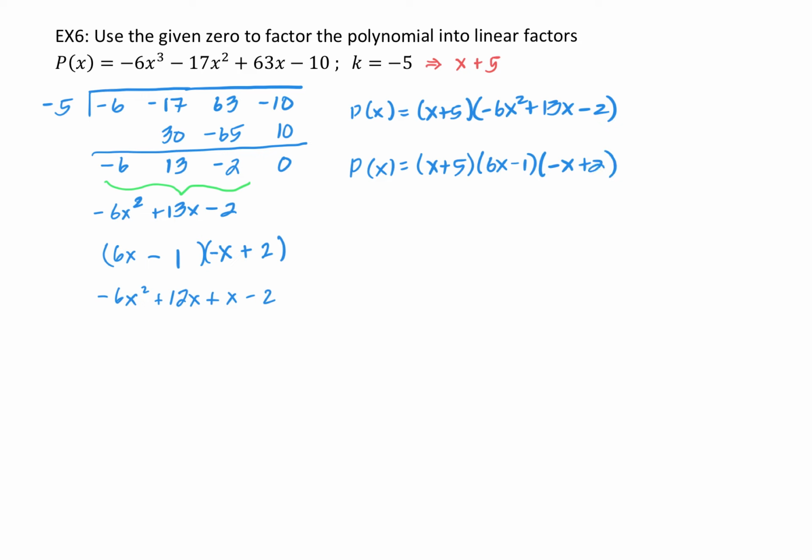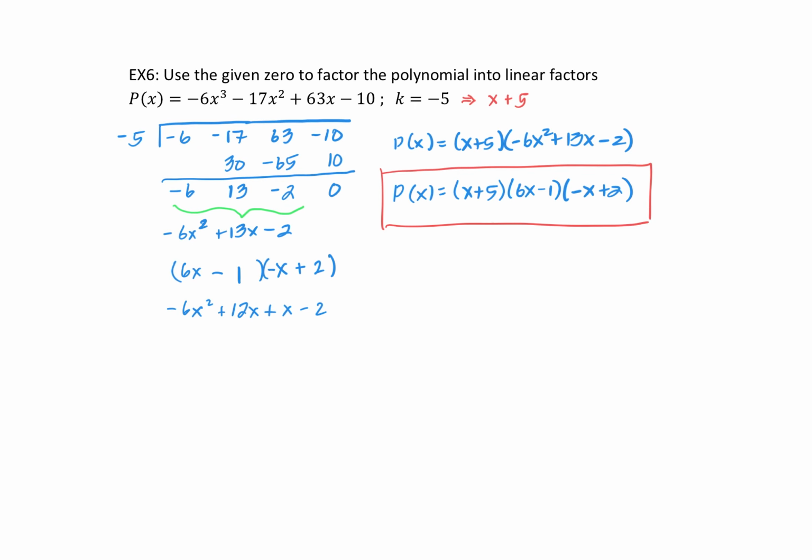So the question was to factor the polynomial into linear factors, and that's what we did. Each one of these 3 factors is a linear factor. This whole time we've been looking at the case where we're dividing by a binomial of the form x minus k, and that might not always be the case.